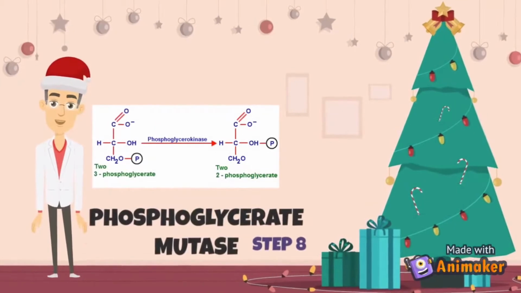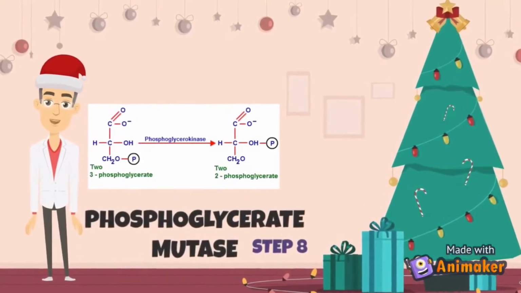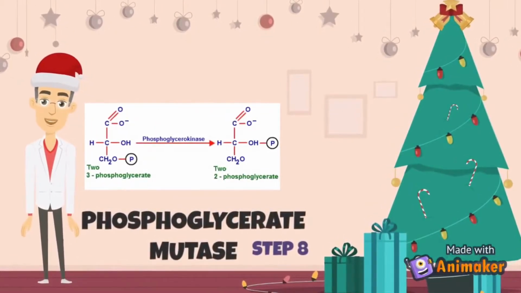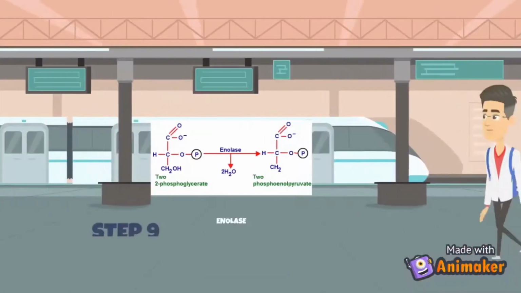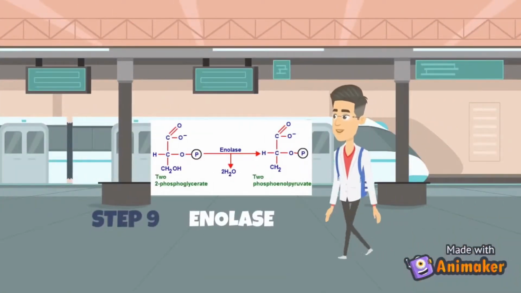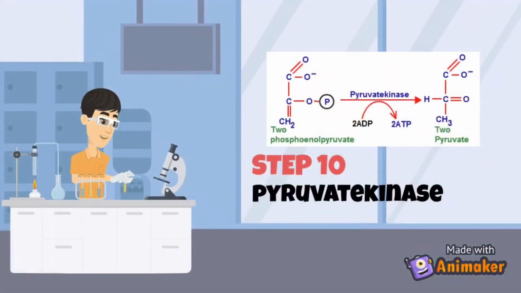The enzyme phosphoglyceromutase relocates the phosphate from 3-phosphoglycerate from the third carbon to the second carbon to form 2-phosphoglycerate. The enzyme enolase removes a molecule of water from 2-phosphoglycerate to form phosphoenolpyruvic acid, PEP. The enzyme pyruvate kinase transfers a phosphate from PEP to ADP to form pyruvic acid and ATP.